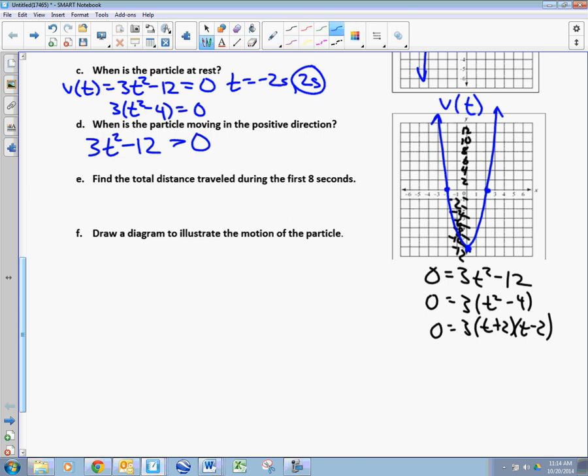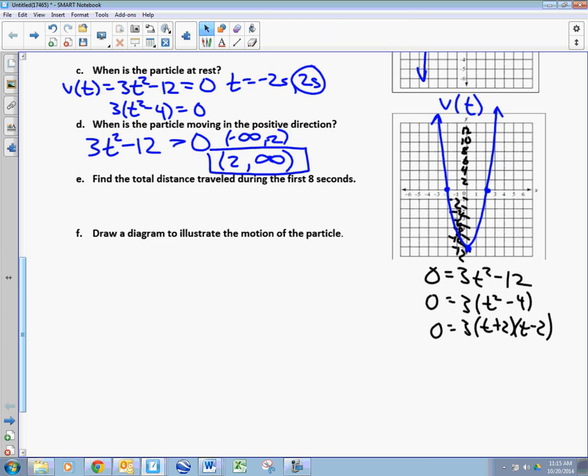So you're wondering, where is this thing greater than 0? Well, it's above the x-axis from negative infinity to negative 2, which I'm not concerned about because that's negative time. But it's also greater than 0 from 2 to positive infinity. So that's when it's moving in the positive direction. Does that make sense?